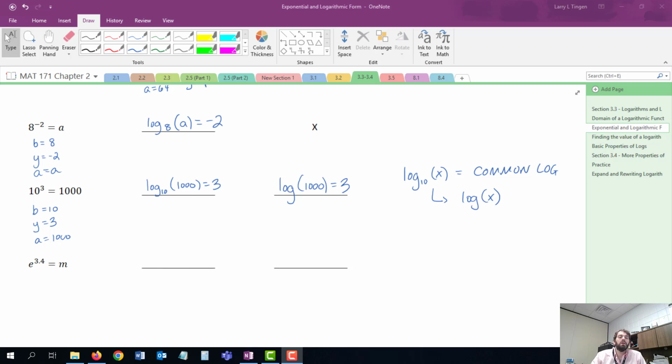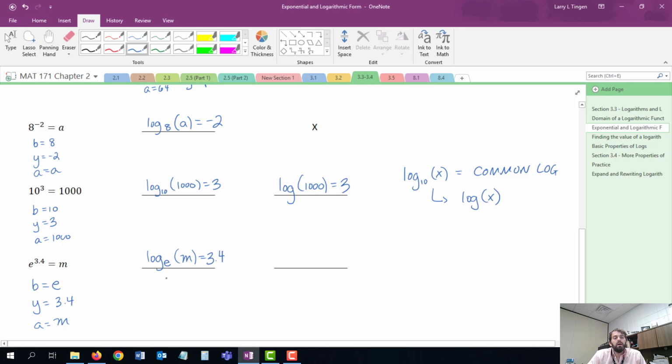And then the next one, same concept, different number this time. e to the 3.4 is equal to m. The base is e. The power is 3.4. And the argument, or a, is m. So when I change this from exponential to log, that's log base e of m equals 3.4. Log base e of x is the natural log.